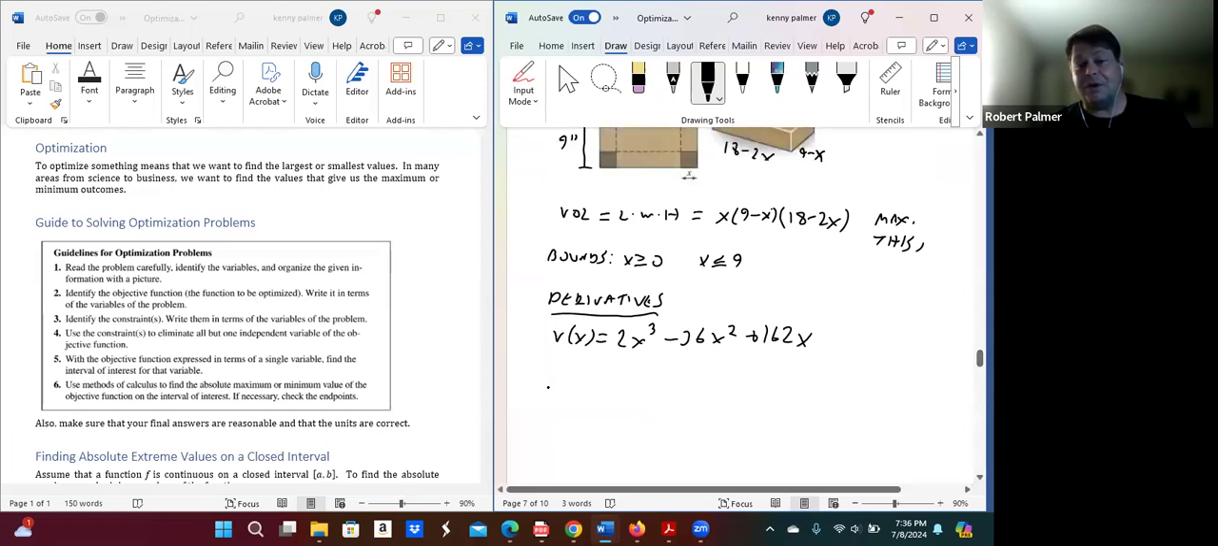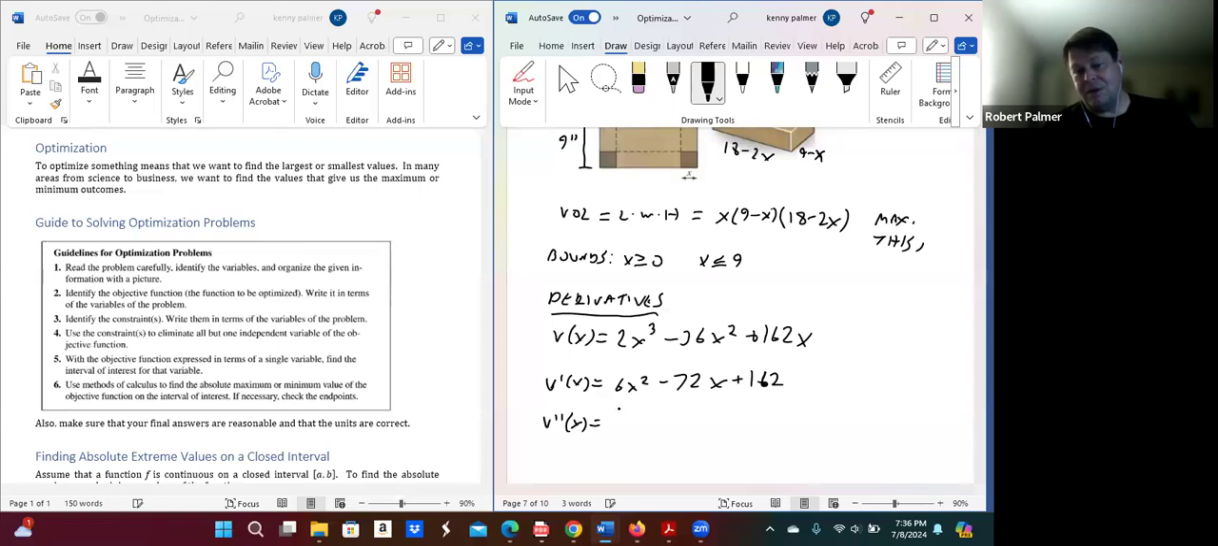Okay, now let's find our derivative. So first derivative, just go down the line. The derivative of this is going to be 6x squared minus 72x plus 162. That's the first derivative V prime, and then V double prime is going to be 12x minus 72.